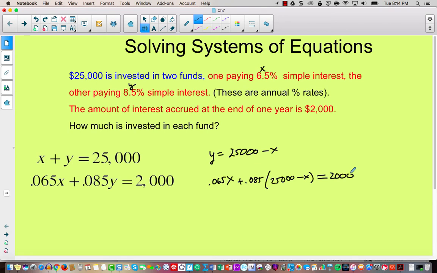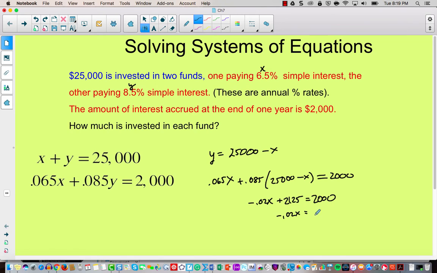And you can check me out on the arithmetic. I've done some of the math out here for us. What we get is negative 0.02x plus 2125 equals 2,000. You can see what we have to do. We have to subtract the 2125 from both sides. So we have negative 0.02x equals negative 125. And when we do that math, we get that x is $6,250. And then, of course, y was 25,000 minus 6,250, which is $18,750.